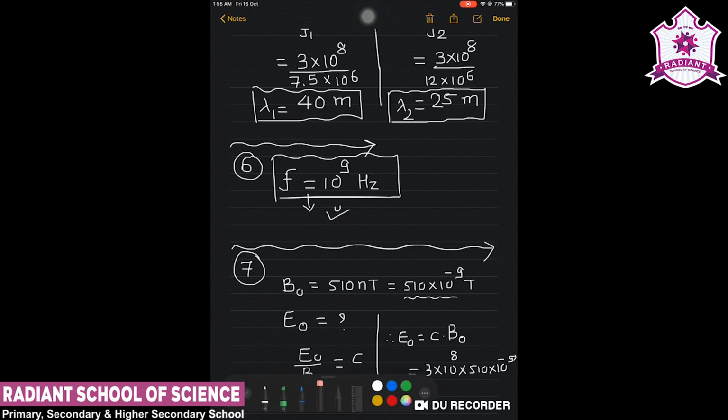Here it is minus 9, so it should be clear, minus 9. So here the answer would be 153 into 10 raised to 0. So this would be your answer for the question, that is Newton per Coulomb is a unit and 153 Newton per Coulomb is the answer for the question.